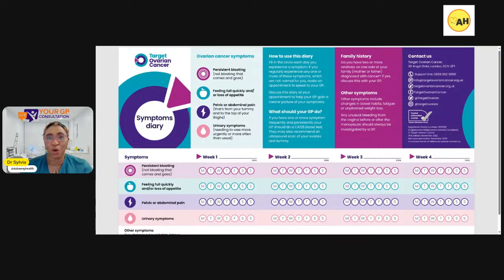Other symptoms, of course, that could be urinary symptoms include frequent urinary infections. You might notice that your urine appears different, might smell different. You might notice some blood in the urine. Those are symptoms that you should bring to the attention of your doctor. It also talks about some other symptoms.